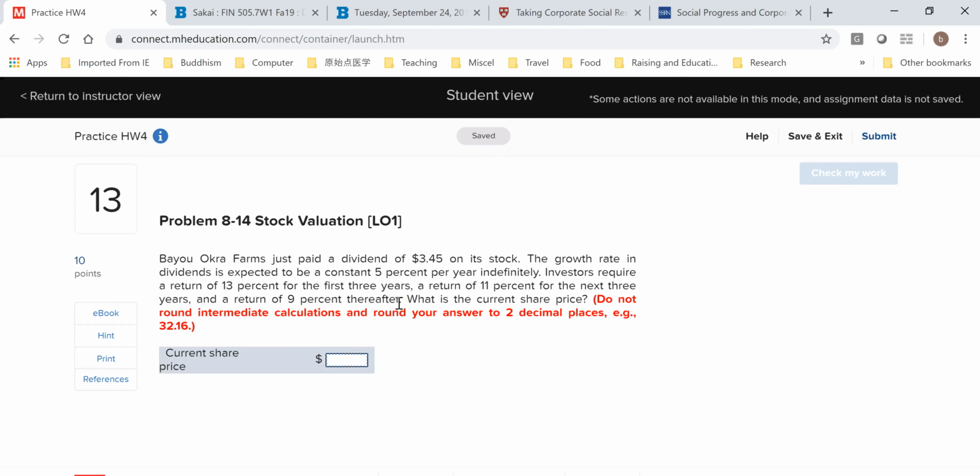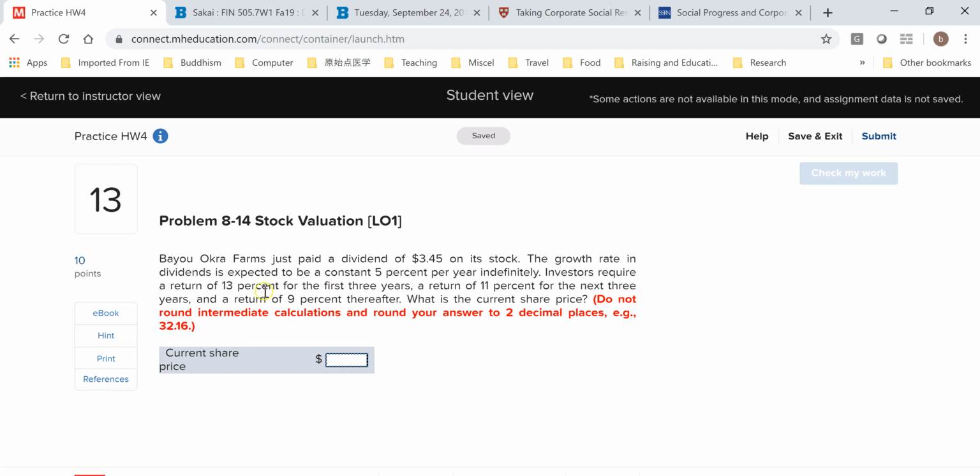This is question number 13 of practice homework 4. So the firm's just paid a dividend of $3.45 on its stock. So this first sentence tells us D0, not D1, D0, because that's just paid. D0 equals $3.45. The growth rate in dividends is expected to be a constant 5% per year indefinitely. So that small g in our formula is 5%.